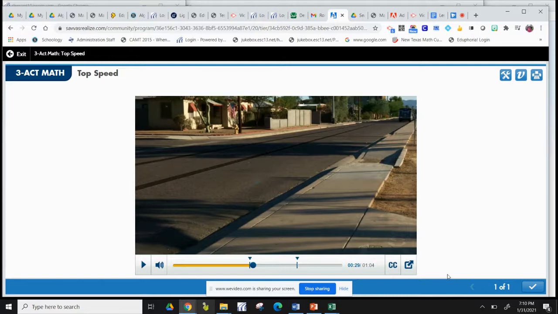The next type of function we're going to study has something to do with speed and braking distance and that, so let's keep watching.